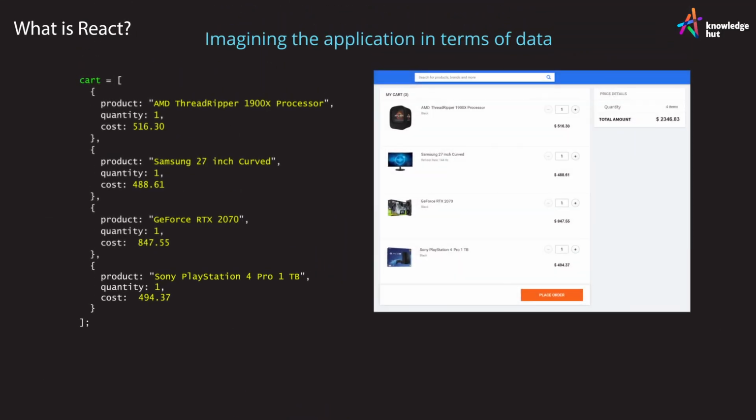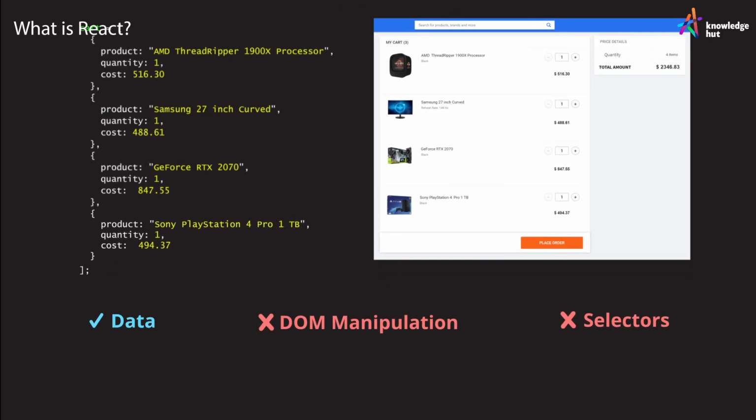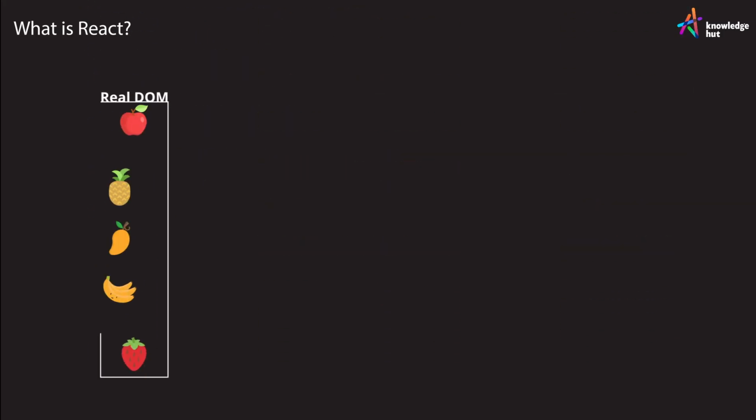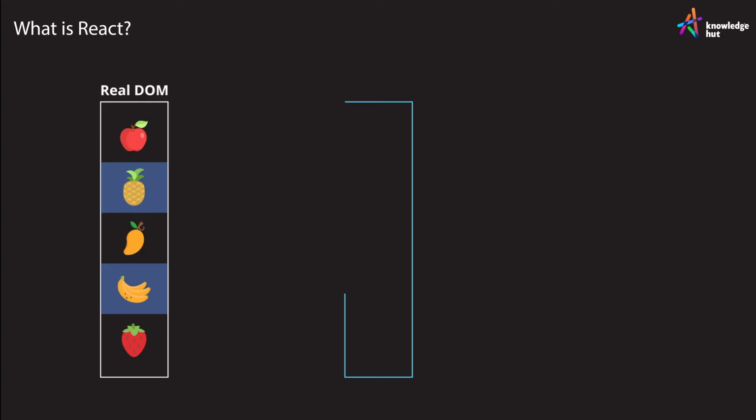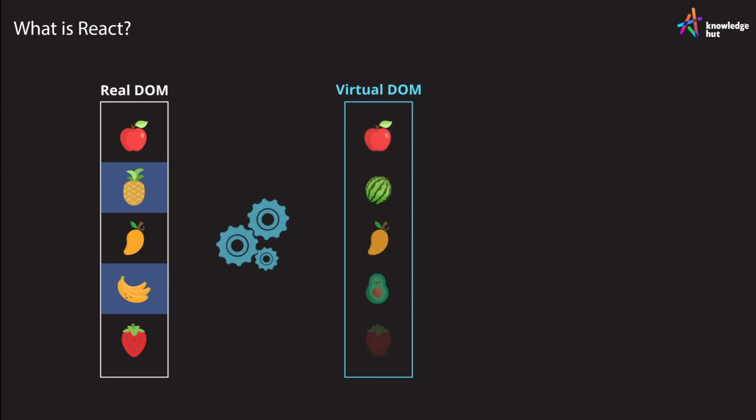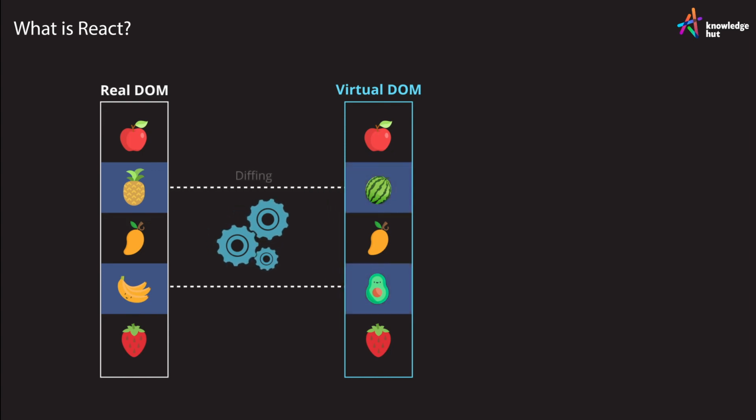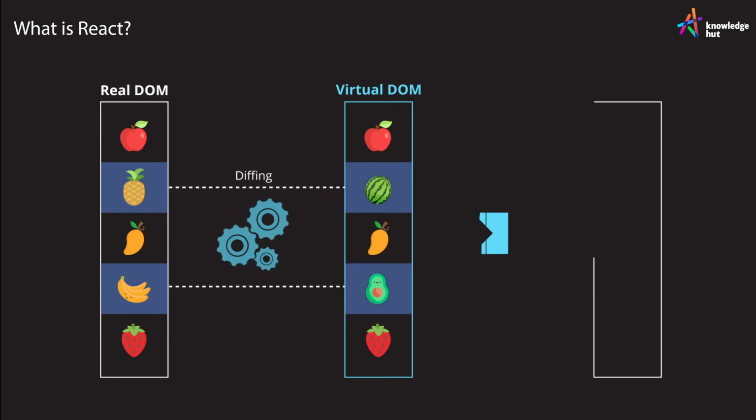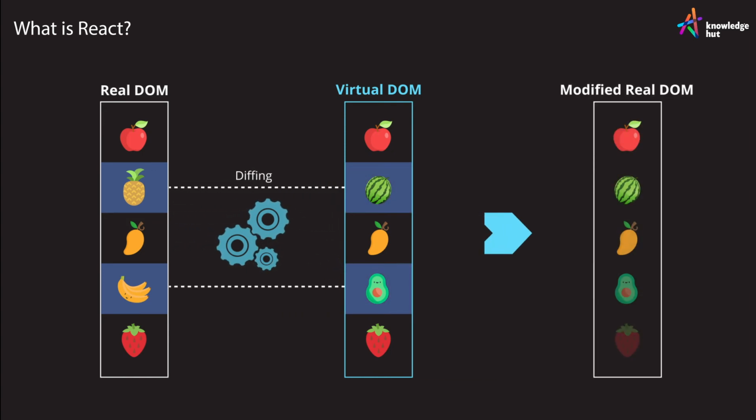This makes it really easy to imagine your application in terms of data and not in terms of technical nitty-gritties such as DOM manipulation, selectors, and other things that you would otherwise need to worry about when building a web application. In terms of React Fiber, when the state changes, a new virtual DOM tree is generated and is compared with the previous version in a process called diffing. The computed difference is then applied to the real DOM.